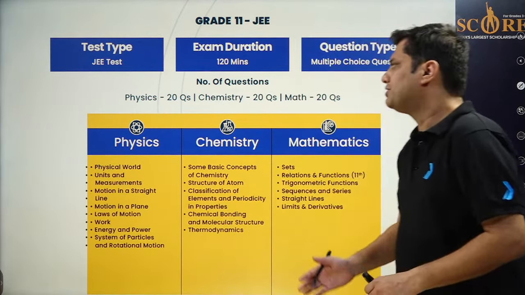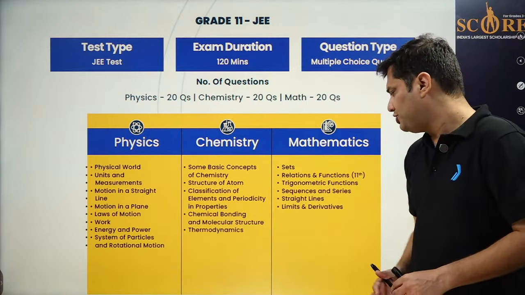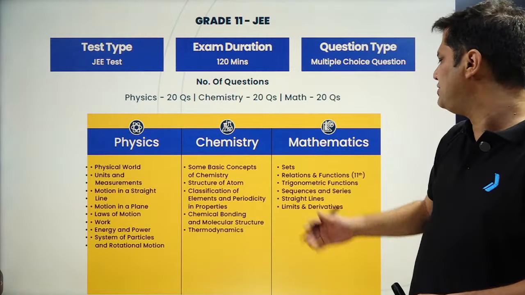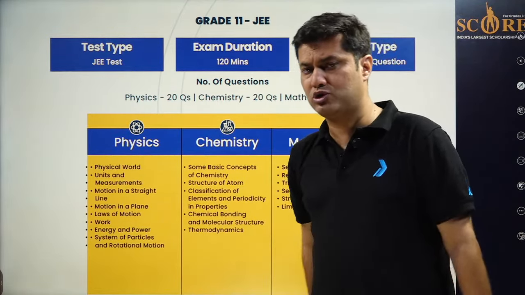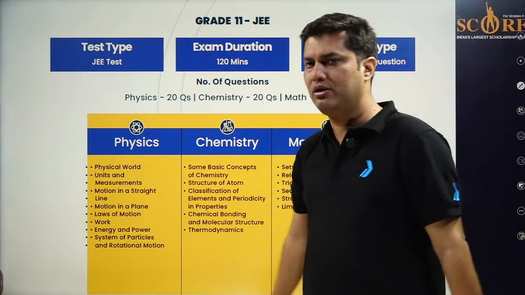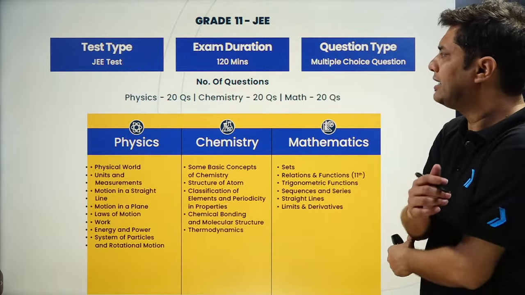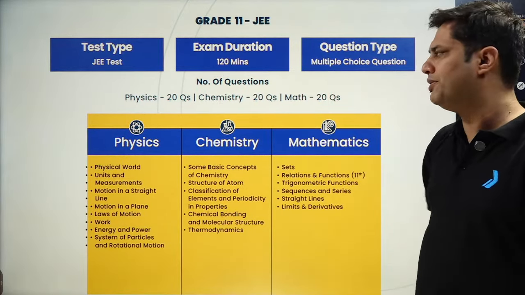This is the syllabus for mathematics. You have sets, relation function, trigonometry, straight line, sequence series, and limit derivatives. These 6 chapters will be coming in your SCORE exam this month and next month also. You can choose any date out of 28th September and 12th October. Both are Sundays. The exam duration is 2 hours, 120 minutes, and 20 questions will be there in your exam.